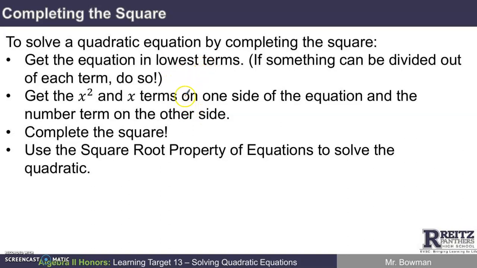Get the x squared and x terms on one side of the equation and the number term on the other side. That is actually a different move than the one that we usually seek for solving. When we solved by factoring, we wanted all of the terms, a, b, and c terms, on one side of the equation. You're going to complete the square, and then once you've done that, you will have an equation that you can use the square root property of equations to solve.